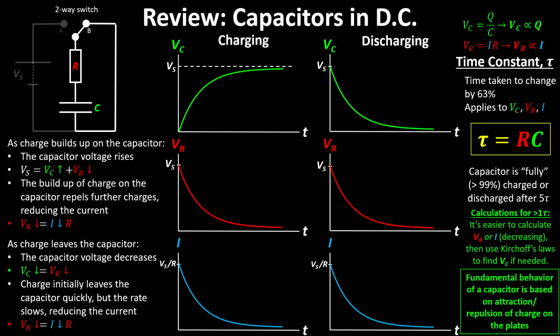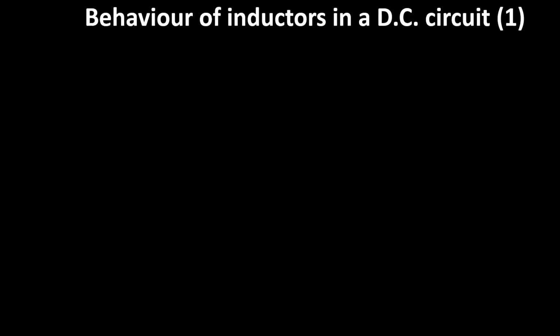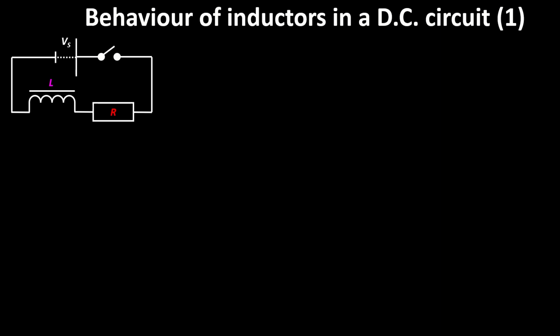And now I just want to use that because we're going to be comparing some of those to inductors, because inductors in a lot of ways behave in the opposite way to capacitors. Based on completely different physics, but the behaviour ends up being kind of like the opposite of a capacitor. So if we have inductors in a DC circuit, we're going to be looking at the circuit. We've got a power supply, a switch, an ideal inductor, L, and a resistor, R.